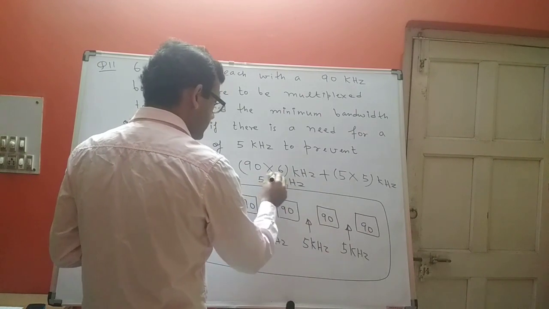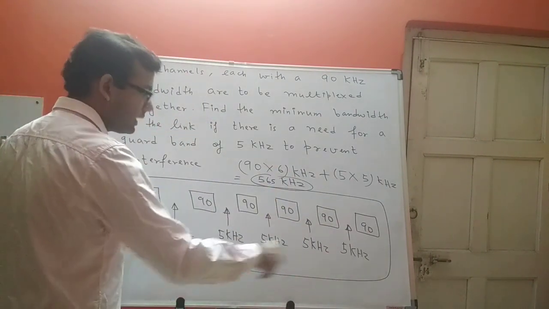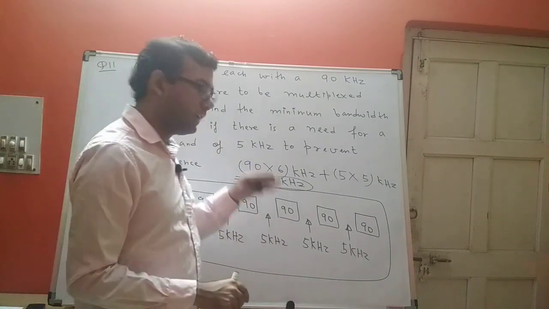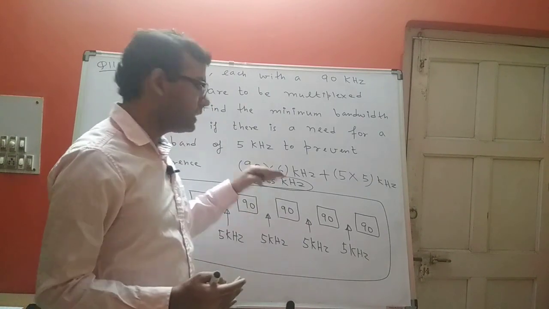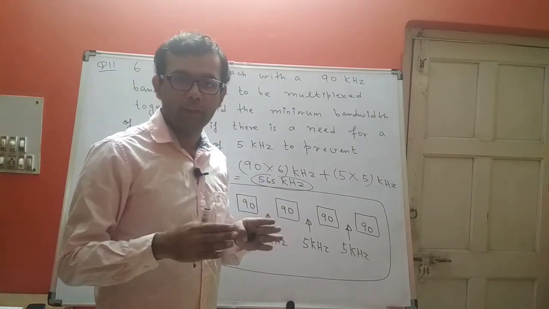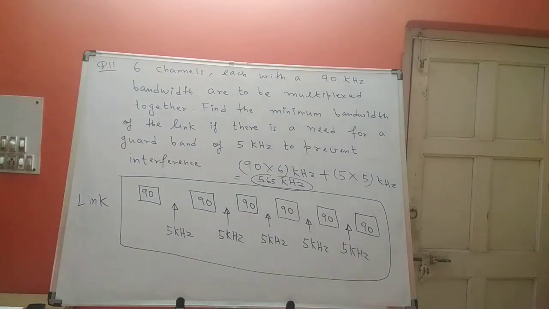That means the capacity of your link, which is accommodating so many channels as well as the guard bands, should be at least 565 kilohertz. See, if it's more than that, it's fine. But it should be at least 565. Anything less than 565 would mean compromising on your transmission process. So I hope this is understood. Now I'll take up another question.